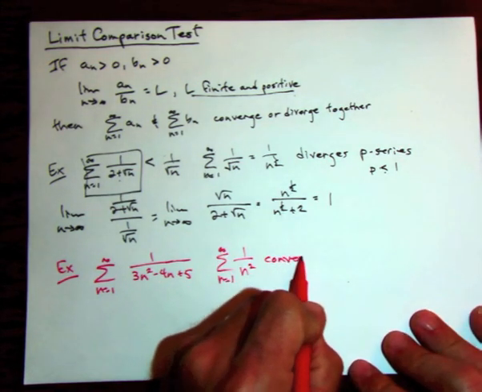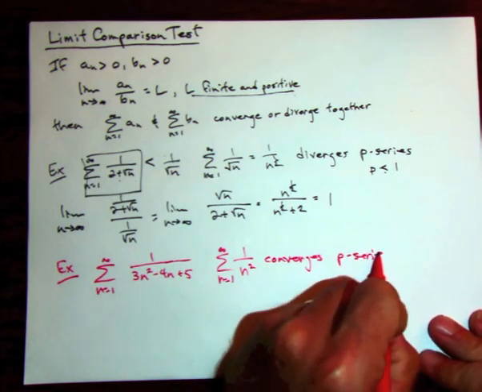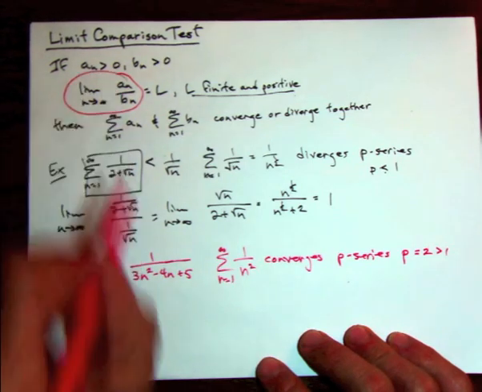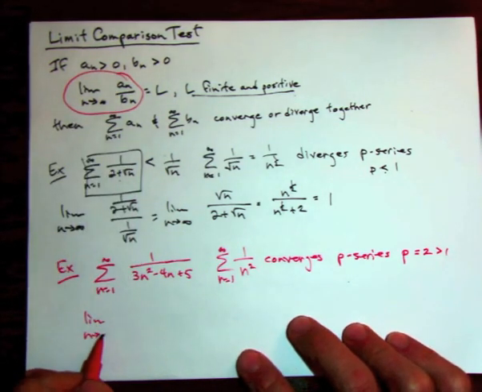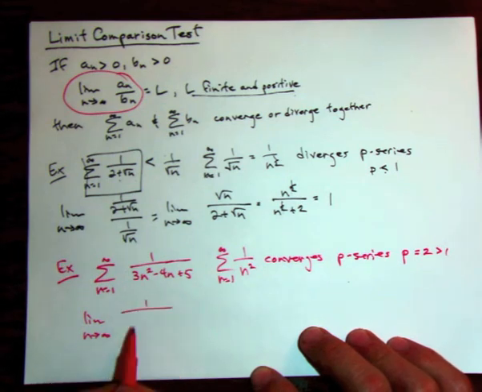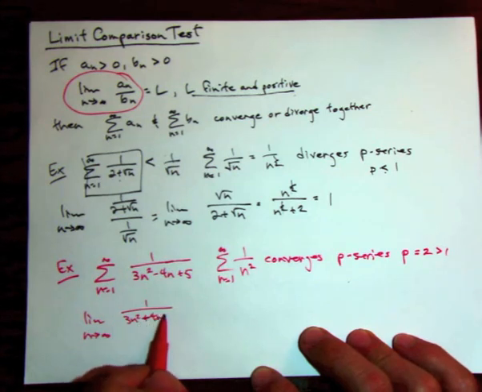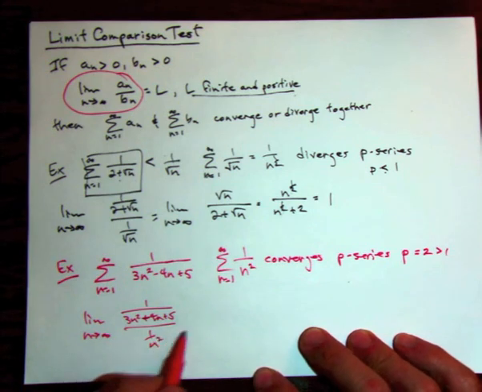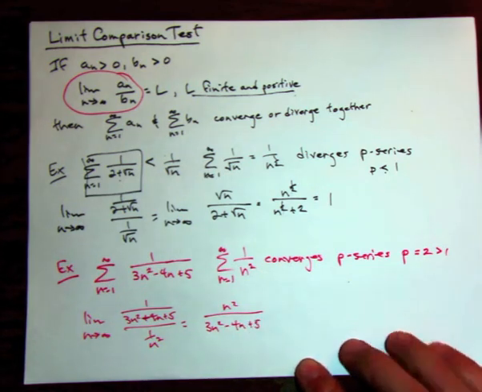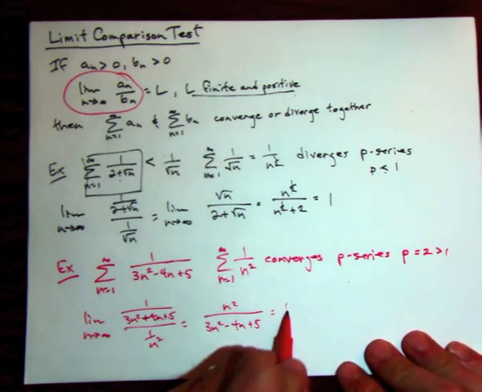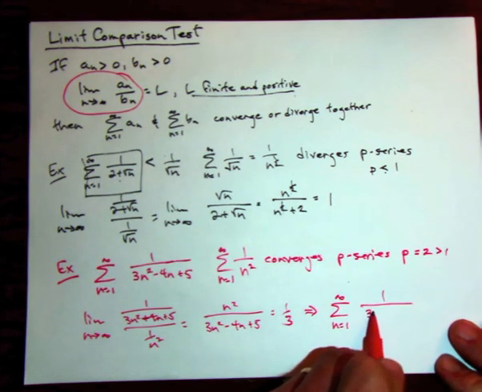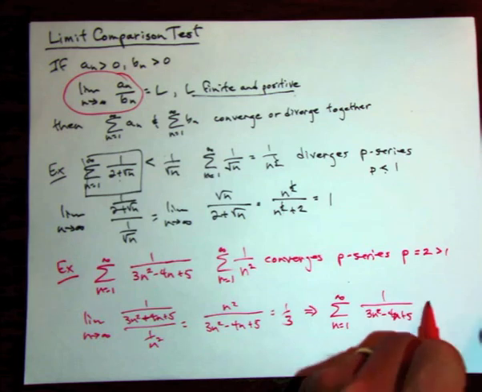and we know that this converges. Also, it's a p series with p equal to 2, which is greater than 1. So we know it converges. So again, we take the limit of the ratio of terms, and as long as that gives us a limit that is finite and positive, so I've got 1 over 3n squared minus 4n plus 5 over 1 over n squared, so that's going to be n squared over 3n squared minus 4n plus 5. Again, this is going to converge to the ratio of the leading coefficients. That's going to converge to 1/3, which implies that this infinite series, 1 over 3n squared minus 4n plus 5, also converges.